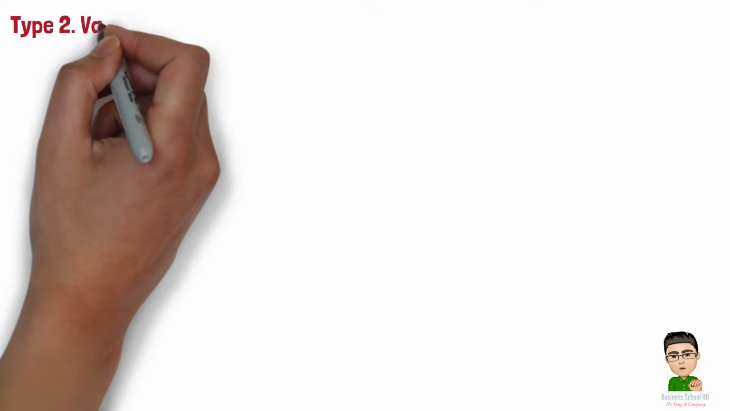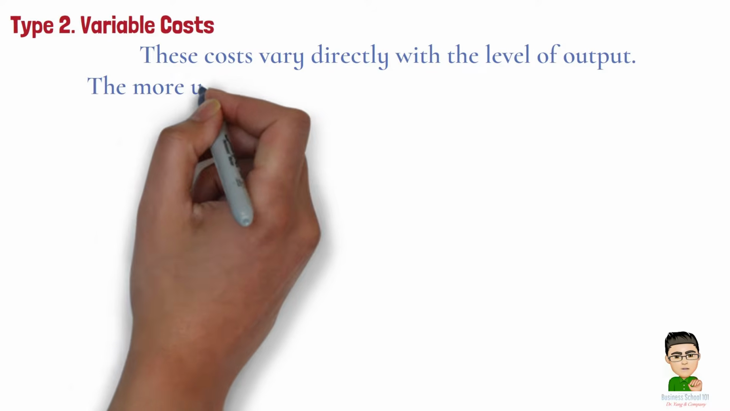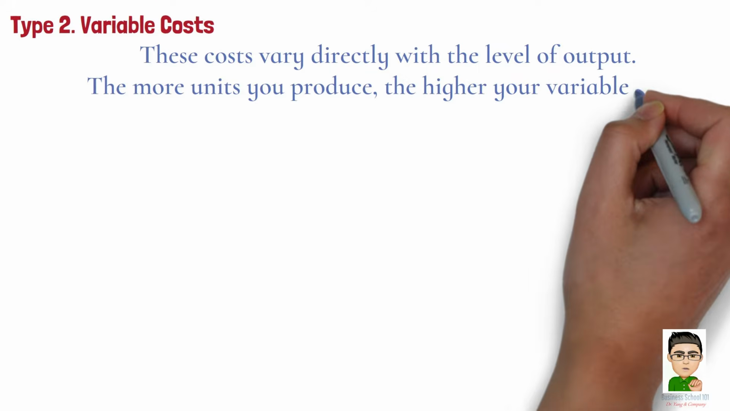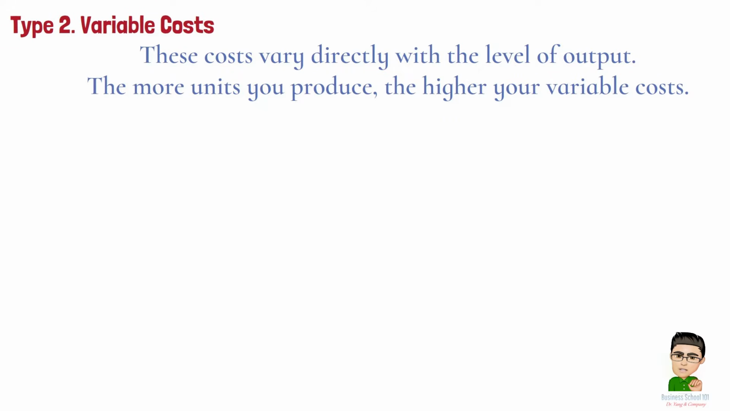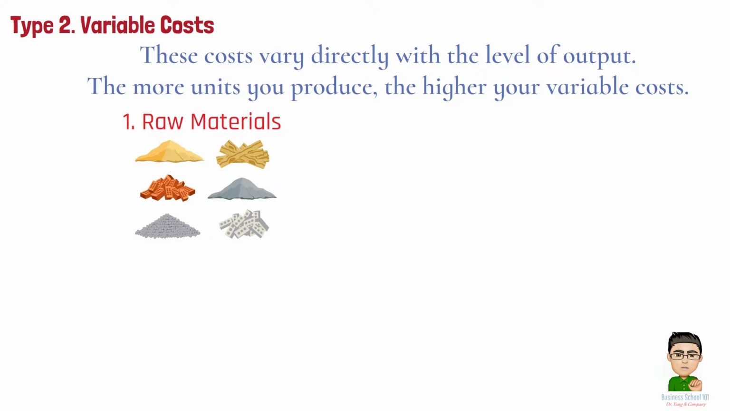Type 2. Variable costs. These costs vary directly with the level of output. The more units you produce, the higher your variable costs. Examples include: Number 1. Raw materials. It refers to the cost of materials used in production, which increases as more units are produced.